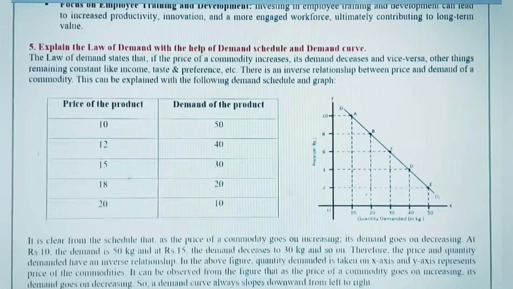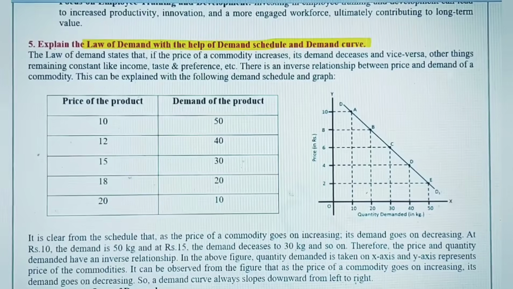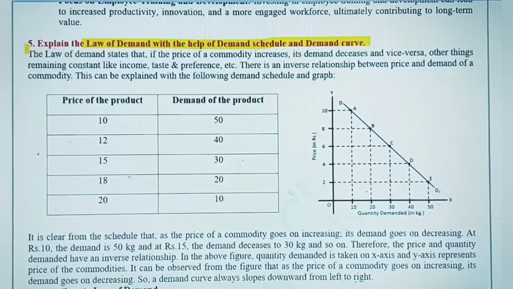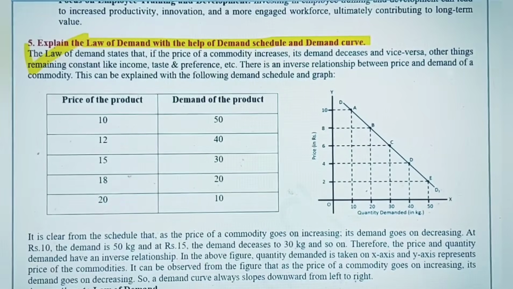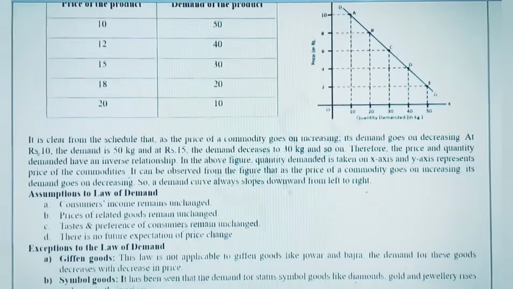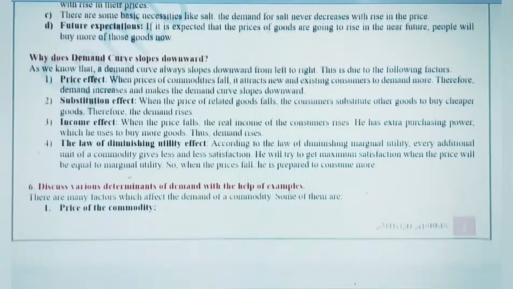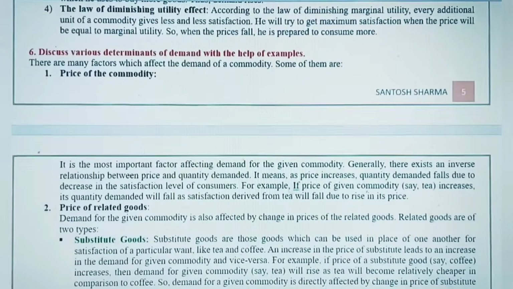Okay, question number 5 is on law of demand, with the help of demand schedule and demand curve. This is a simple question. We have studied this in the junior classes, I mean class 11 and 12. So no problem with this. Write the assumptions, exceptions, then why the demand curve slopes downward. So these are very simple concepts.